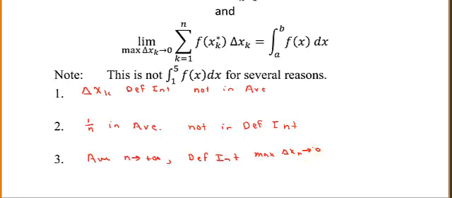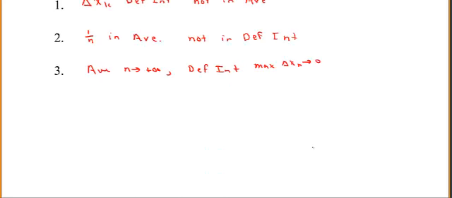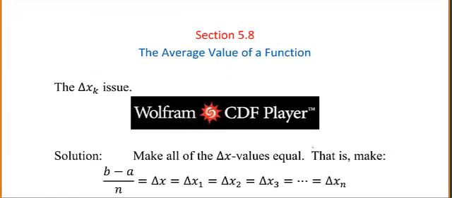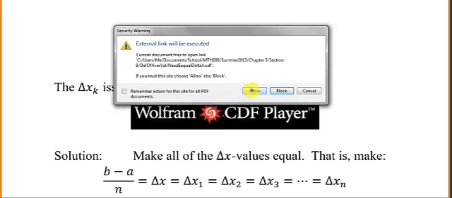So how do we rectify these two things, so that we can use the definite integral to calculate the average value? All right, so the first thing is, let's take a look at this delta x sub k issue. Now notice in the definite integral we have the subscript k because the delta x's can be all different sizes. But that's not so good when we're calculating an average.